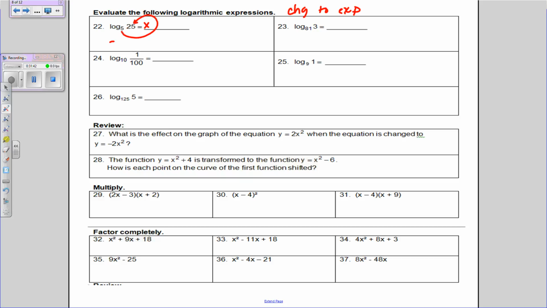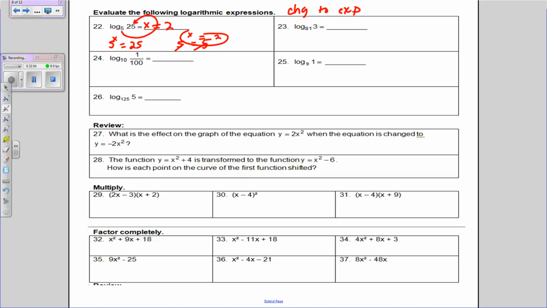So we want to know 5 to the X equals 25. So we want to rewrite it with like bases. I know 25 is 5 squared, so we have 5 to the X equals 5 squared. So we cancel the bases. So X equals 2.